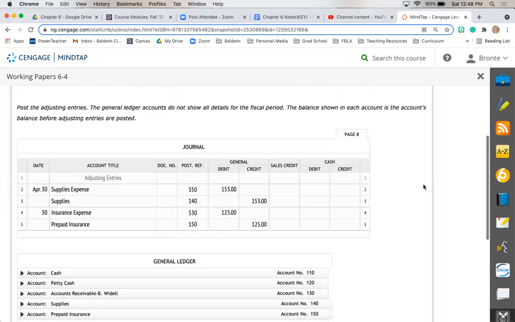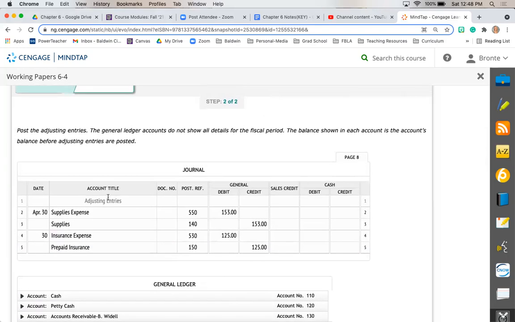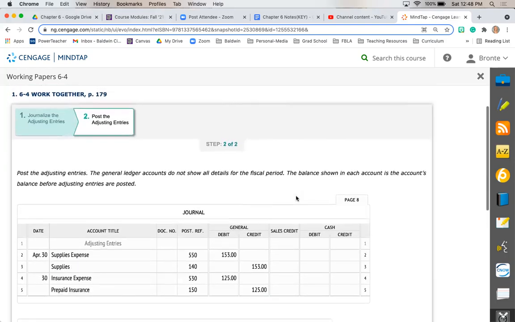All right, so that is just posting and journalizing the adjusting entries that we made back in 6.2. Make sure you do that on your own and terms if they're there.